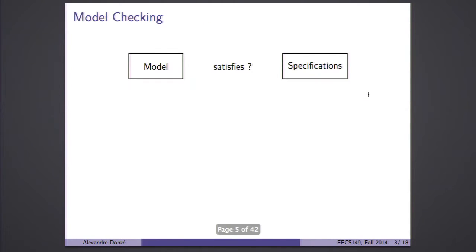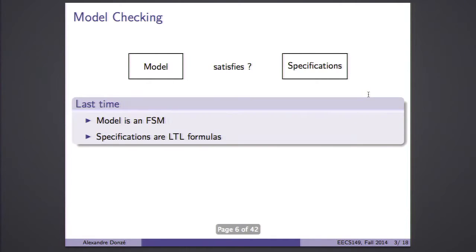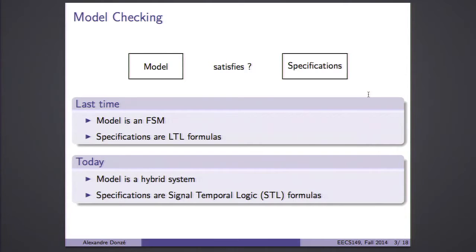Right? Now, model checking is about: does the model satisfy some specification? What we presented is the case where the model is a finite state machine, and the specifications are LTL formulas. In the case of CyberSim, of the iRobot Create, what we have actually is a hybrid system. It's not directly a finite state machine. And the specifications I'm going to talk about are an extension of LTL, called signal temporal logic, which is more adapted to the case of hybrid systems.